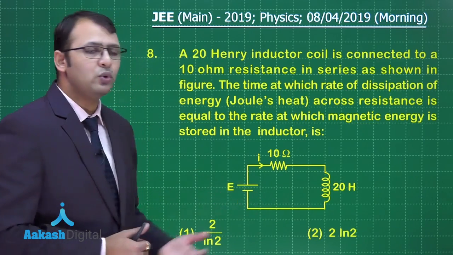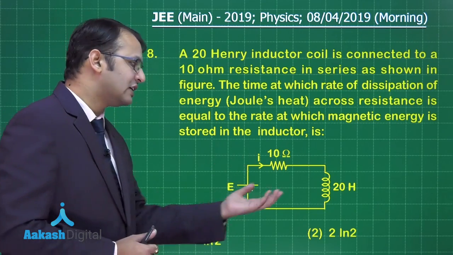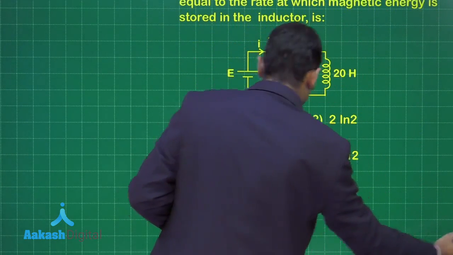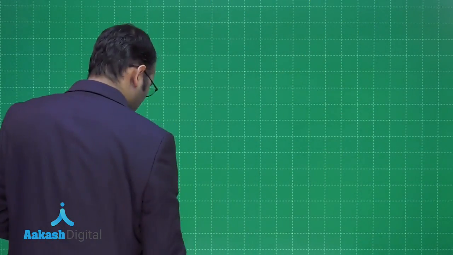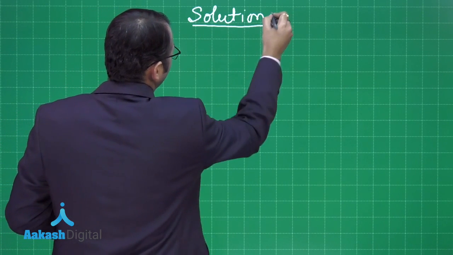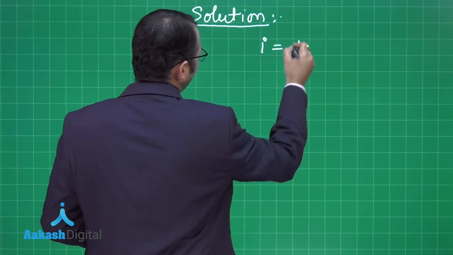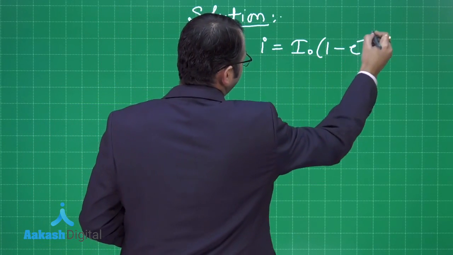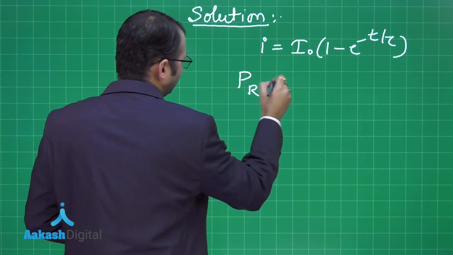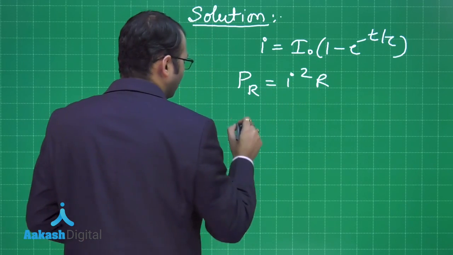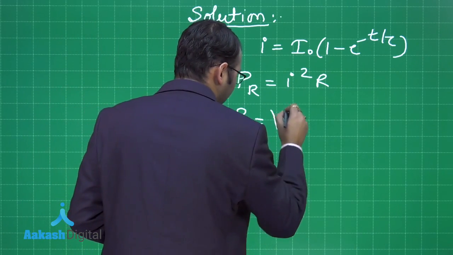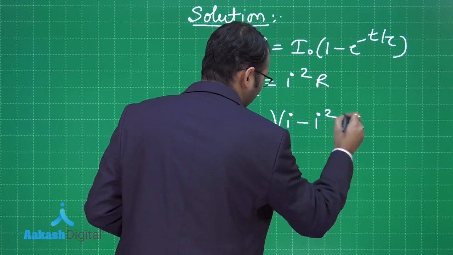So certainly we are going to equate the power of the two, the power lost by the resistor and the power absorbed by the inductor, right? Now it's pretty simple. You should know the variation of current for an inductor in an LR circuit. So I would be equal to I naught times 1 minus e to the power minus t by tau, right? So what is the power lost by the resistor? You will write here I square R. Now what is the power which can be stored by the inductor? That is the available power, right? So you will write VI, which is the supplied power, minus I square R.